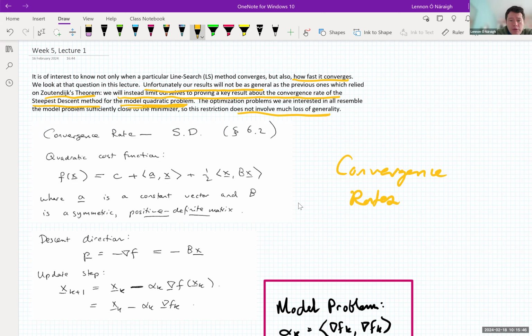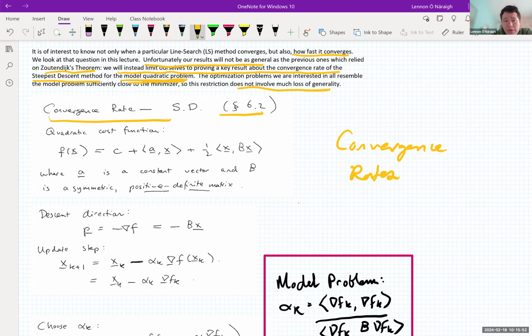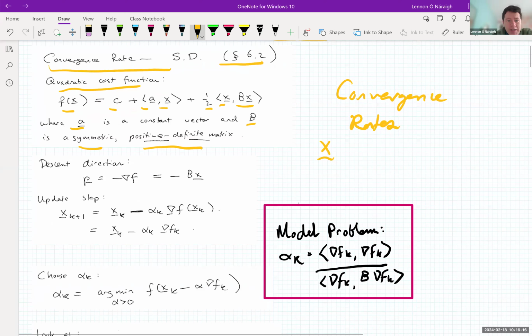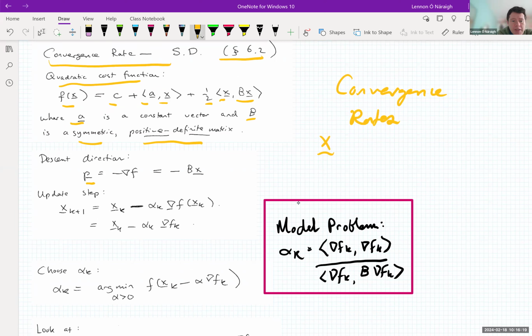So we look at section 6.2, and we're going to prove a result about the convergence rate for the steepest descent method, looking at the quadratic cost function f, which is a constant, plus a dotted with x, plus a half times x dotted with b times x. So x is our variable, a is a constant vector, and b is a symmetric positive definite matrix. And we're looking at the descent direction, which is given by p equals minus grad f, which is minus b times x.